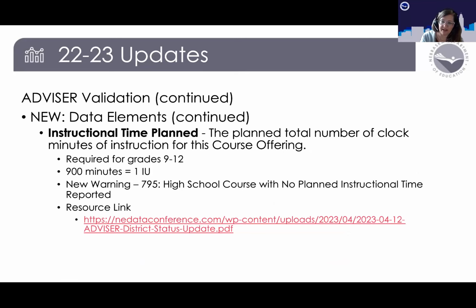The other big one, the new data element, is this instructional time plan. So this is the planned total number of instruction minutes for this course offering. Grades 9 through 12 again. Your calculation of 900 minutes equals 1 IU. We talked a little bit about this new warning that exists. I linked in here a presentation that Max did. It looks like this was back in last month in April. I might add another link here to today's presentation Max did because he had some additional really helpful stuff for that particular report.